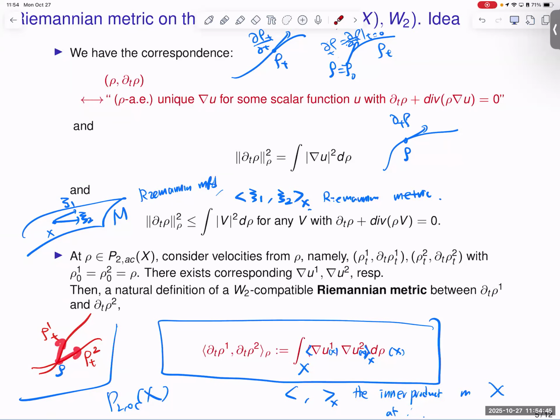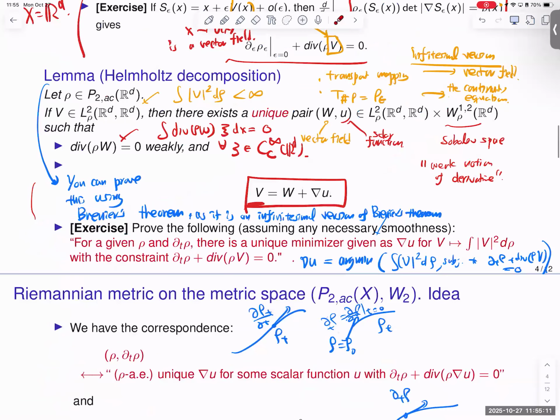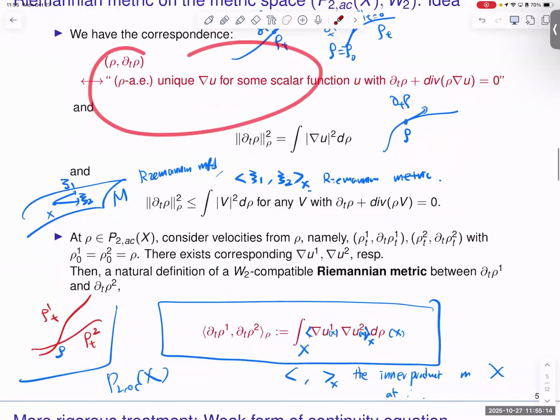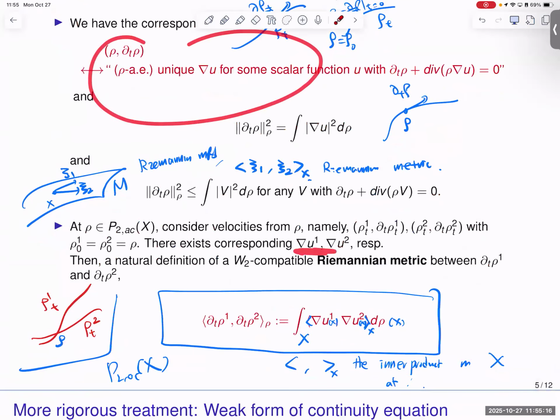Then we have this formula, because from the previous correspondence we can treat these velocity vectors as the gradients of these functions u1, u2, which are vector fields, and then you just integrate the inner product of these vector fields with respect to rho. So this rho is the time 0 distribution of rho 1t and rho 2t.